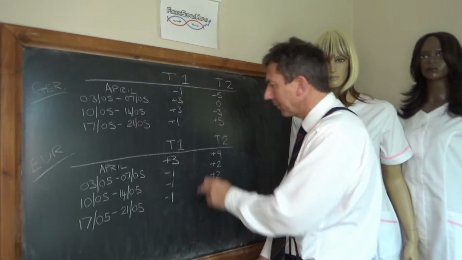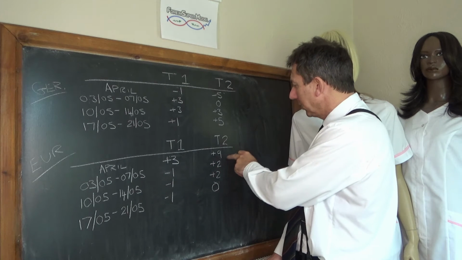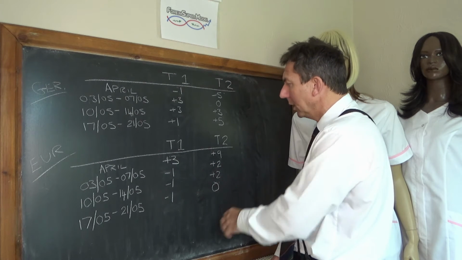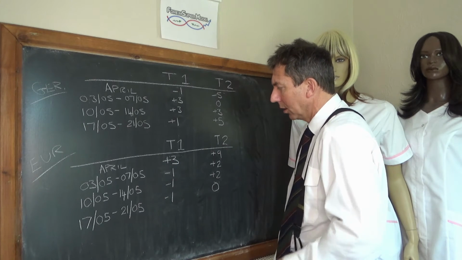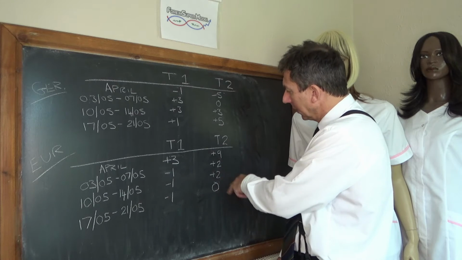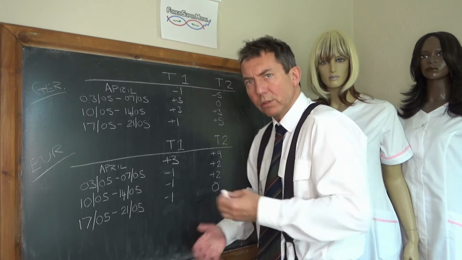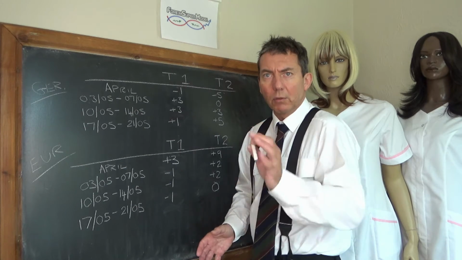Eurozone as a whole then, tier 1 plus 3, minus 1, minus 1, minus 1. Tier 2 plus 9, plus 2, plus 2, 0. So we had a strongish April for the Eurozone as a whole. It's looking a little bit soft on the tier 1 and a slight deterioration on the tier 2. So the Eurozone is sort of neutral to slightly soft. Don't go away, next two coming up.